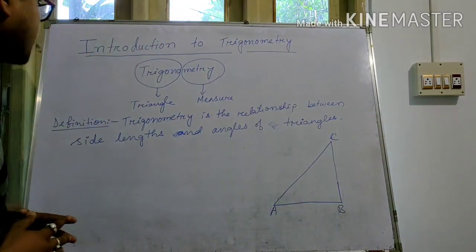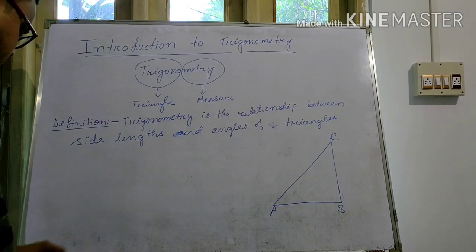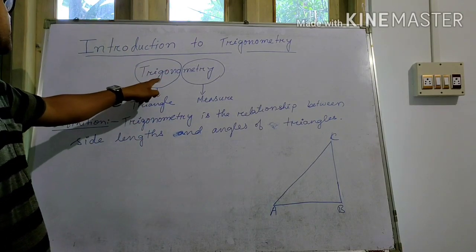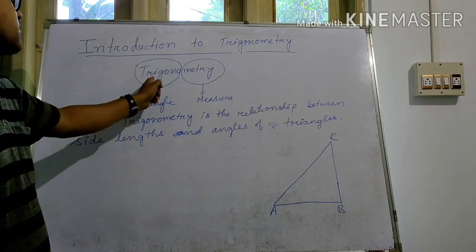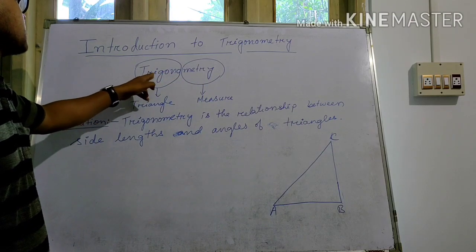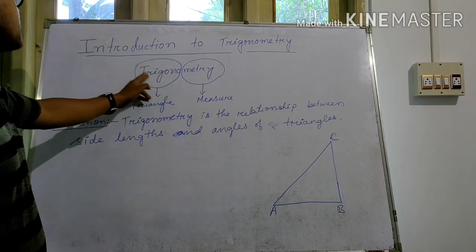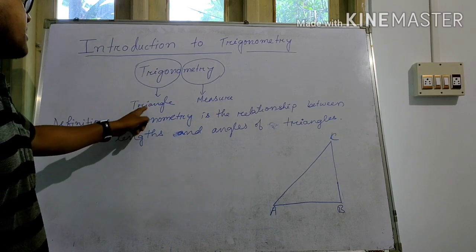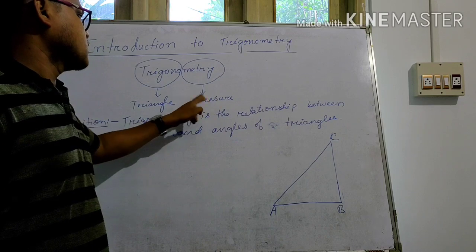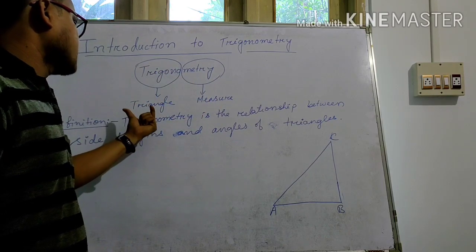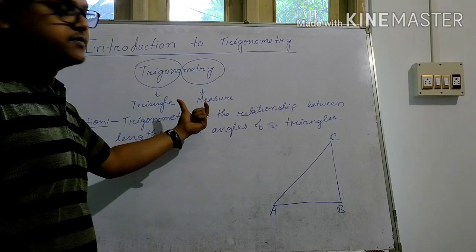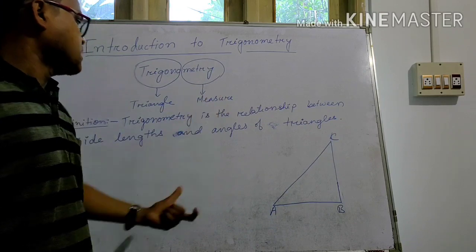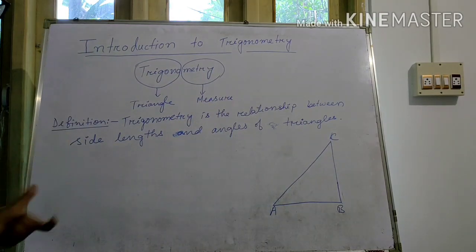In the class 10 syllabus, introduction to trigonometry is there. So what is trigonometry? Let's see. If you break the word trigonometry into two parts, trigono means triangle, and metry means measure. So trigonometry means triangle and its measure.